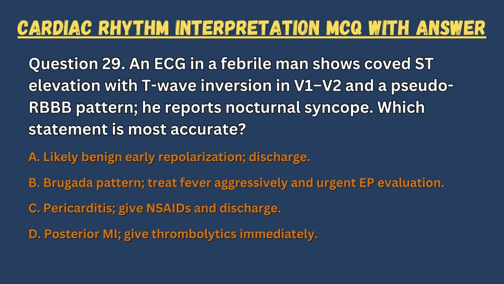Question 29. An ECG in a febrile man shows coved ST elevation with T-wave inversion in V1, V2, and a pseudo-RBBB pattern. He reports nocturnal syncope. Which statement is most accurate? A. Likely benign early repolarization, discharge. B. Brugada pattern, treat fever aggressively and urgent EP evaluation. C. Pericarditis, give NSAIDs and discharge. D. Posterior MI, give thrombolytics immediately.